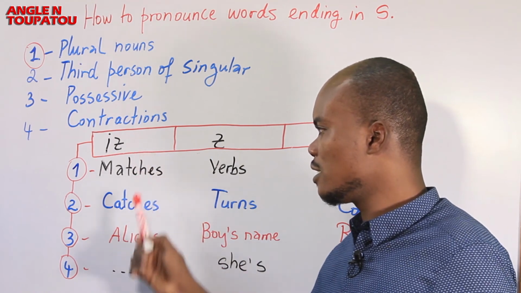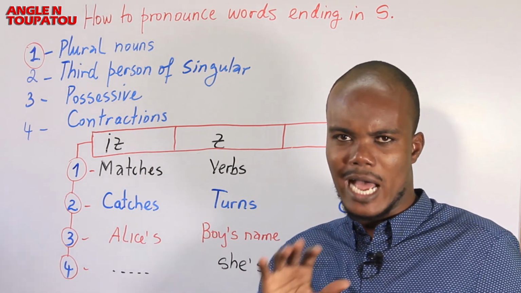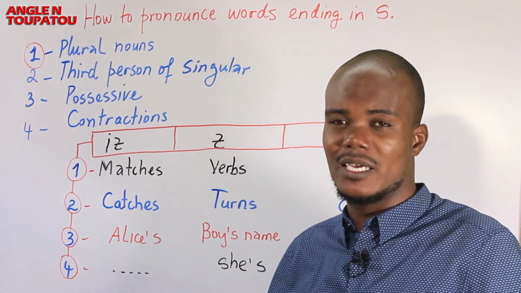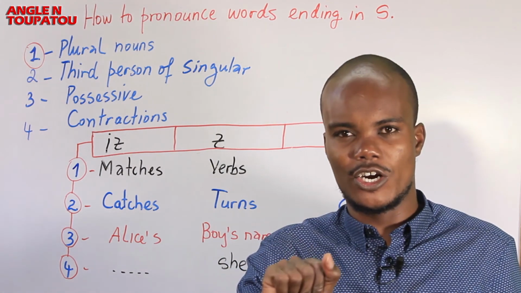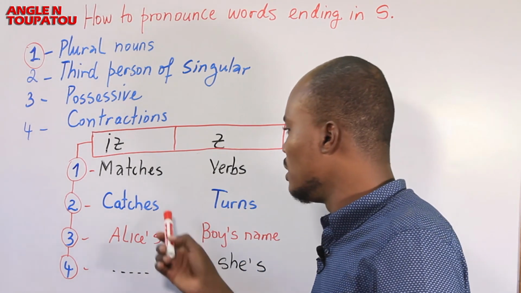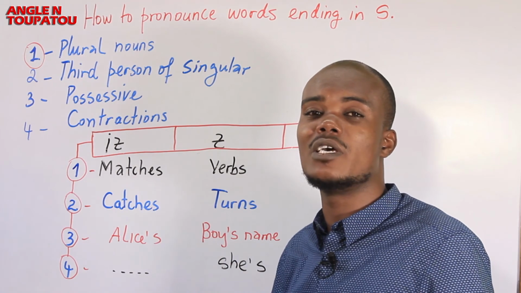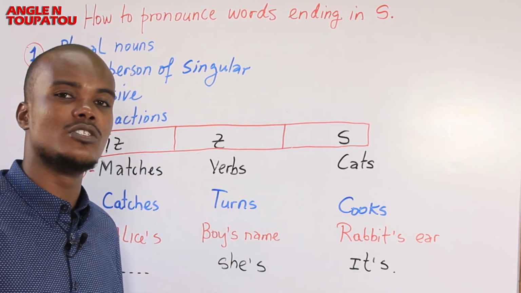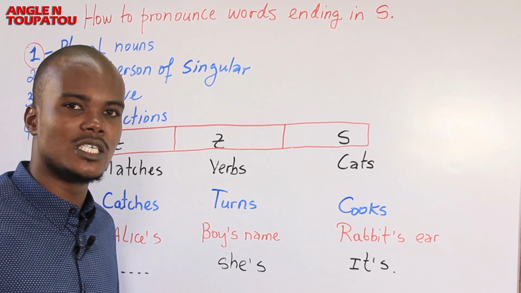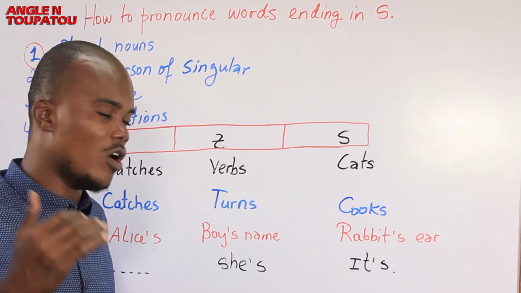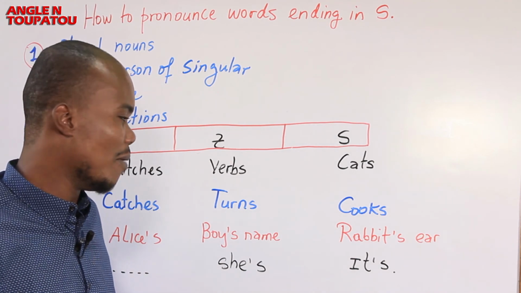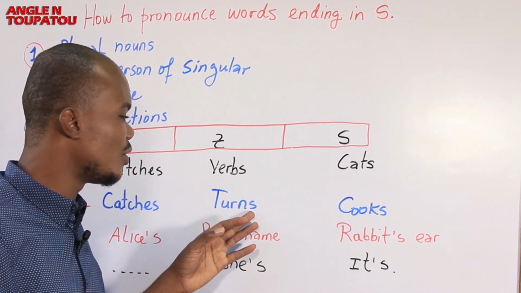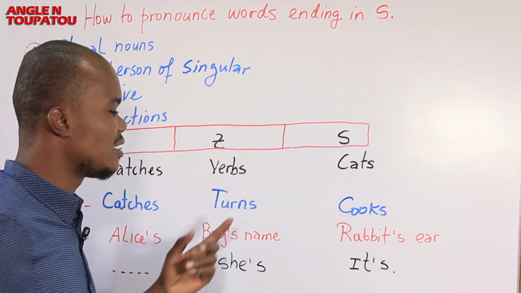For example, if I have the verb to catch, I catch you. If I say he catches her, catches, I have the is sound. And for the z sound with a verb, I say to turn. She turns the radio up, or she turns the music up. She turns. You see? Z. Turns. Z sound.